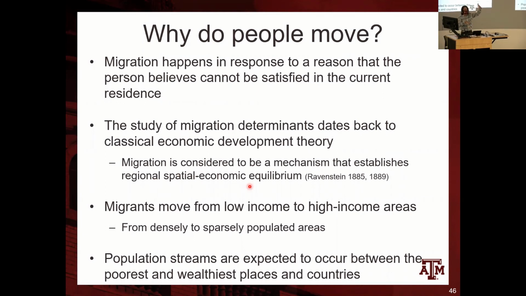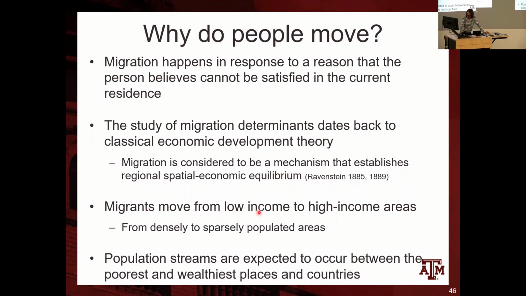Areas that have higher levels of unemployment tend to have more out-migration into areas that have lower levels of unemployment, and then it creates more regional equilibrium. So from this perspective, it's really an economically driven theory: people move from one area to another, and will keep moving until we reach this equilibrium. That's the perspective that Ravenstein discussed back in 1885 and 1889.